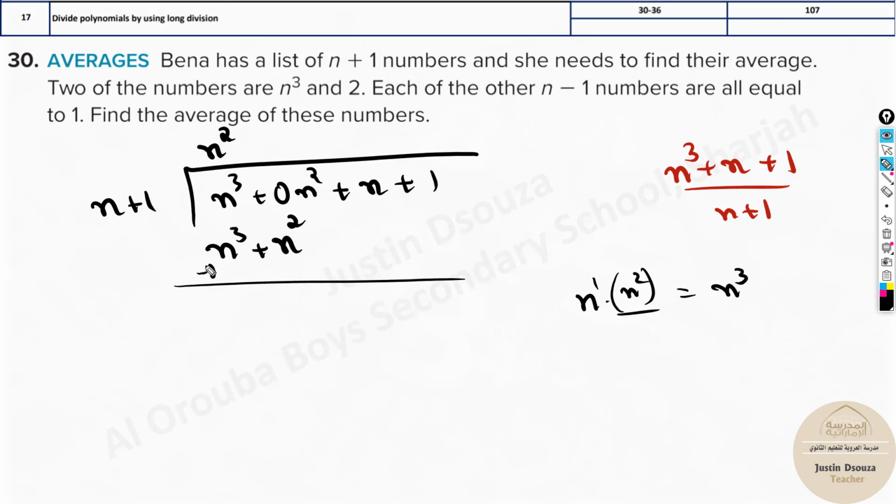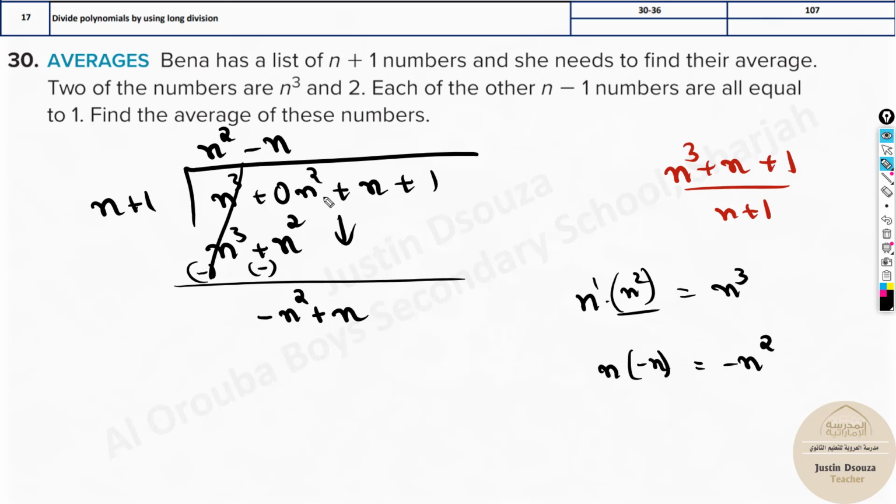Change the signs, minus and minus cancel off. What is remaining here? 0 n squared minus n squared will be minus n squared only. Now next bring this down, n comes down, plus n. Now what do you have to multiply by n to get minus n squared? It will be minus n. Minus n times n will be minus n squared.